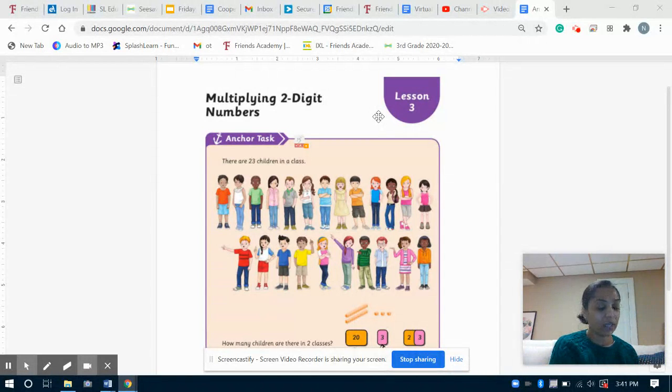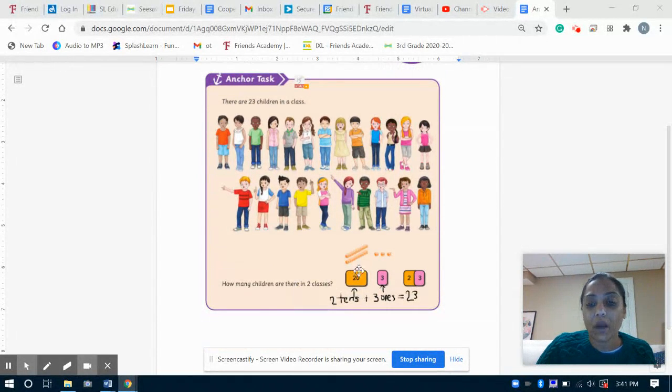It says multiplying two-digit numbers. And the anchor task shows some children. It says here there are 23 children in a class. So down over here, we see some base 10 blocks, and we also see these colorful boxes, and they're going to be the place value cards. So basically, they're showing you, using base 10 blocks and also place value cards, the representation of the number of children, which are 23. The question here is, how many children are there in two classes?